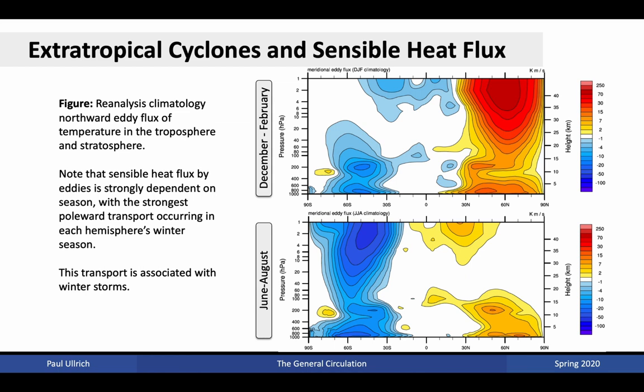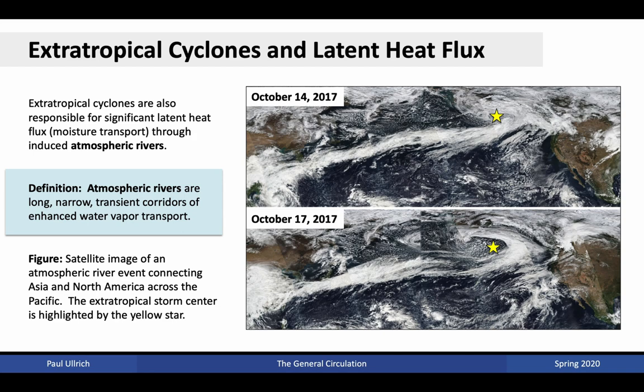Particularly in the northern hemisphere, we see the strongest eddy heat flux towards the poles in the winter season. And in the southern hemisphere, winter season, we see the strongest eddy flux of temperature towards the South Pole. Here's a depiction of an extratropical cyclone system from 2017.